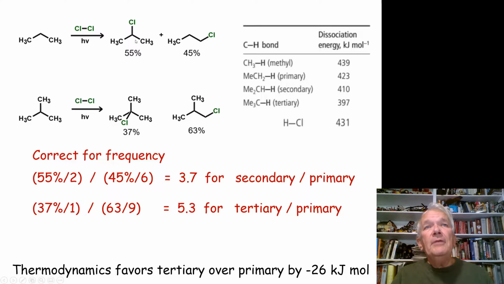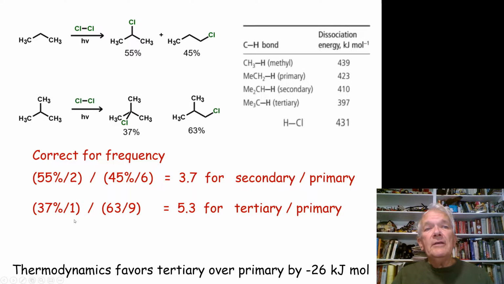So up here we have to get 55% of the secondary one, but there's 2 positions, 45% of the methyls, there's 6 of those positions. So we divide 55 by 2, 45 by 6. It says that the secondary is 3.7 times more reactive than the primary.